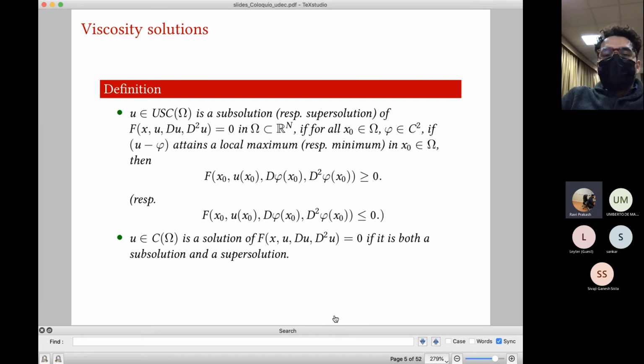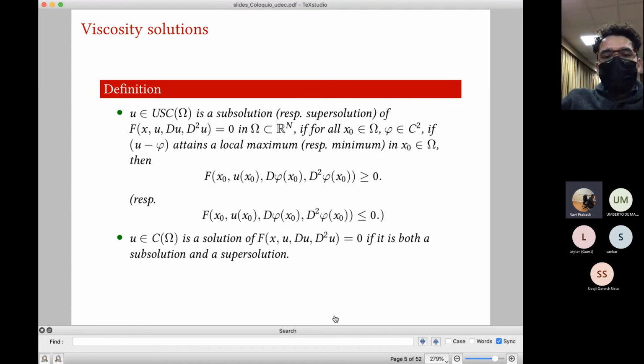For example, a function u is a subsolution in the viscosity sense when touched by a smooth function from below, which we express by saying that u minus phi, where phi is a smooth function, attains a local maximum. Then the function phi will be an actual subsolution in the classical sense. And the same goes, switching the inequality, for supersolutions. So as you can see, it has to do with order or monotonicity.